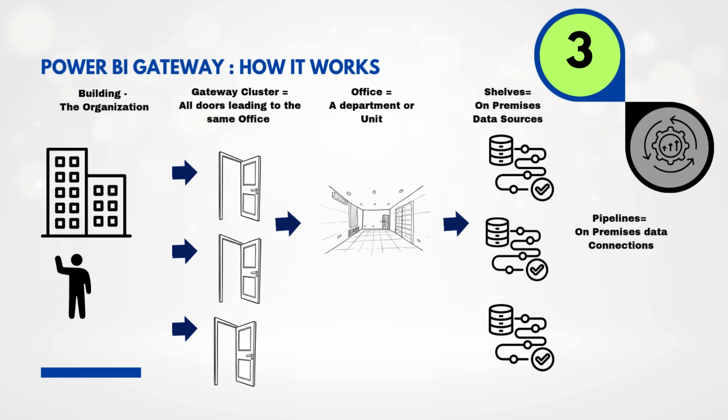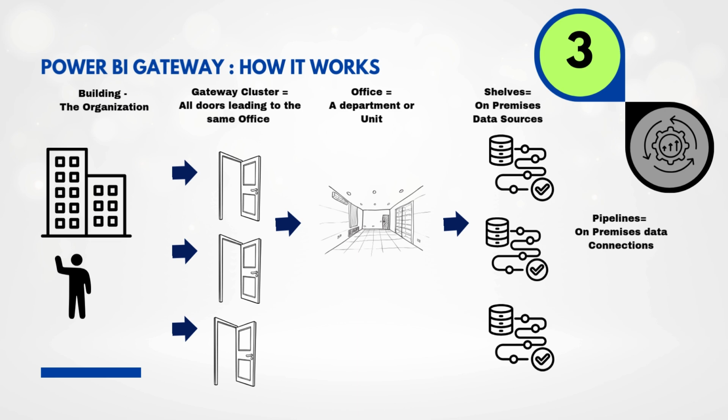Now, to reach these offices, you don't rely on a single entrance, and instead you have gateway clusters, which work like several doors leading into the same office. Each door is an individual gateway installation, and together they ensure that even if one door is blocked, another one can still let Power BI in. This keeps your data refreshes reliable and uninterrupted.